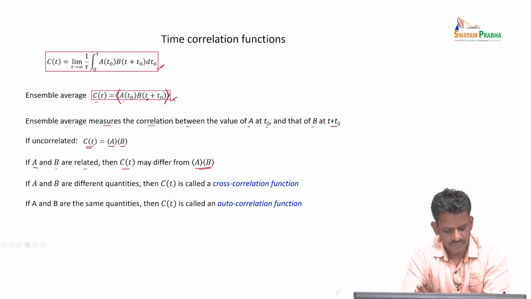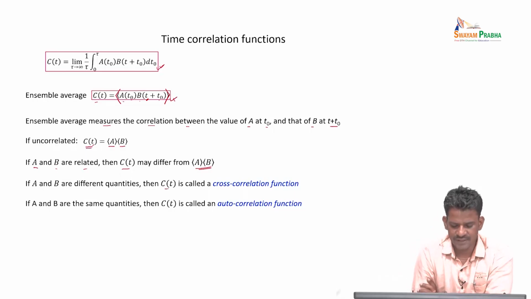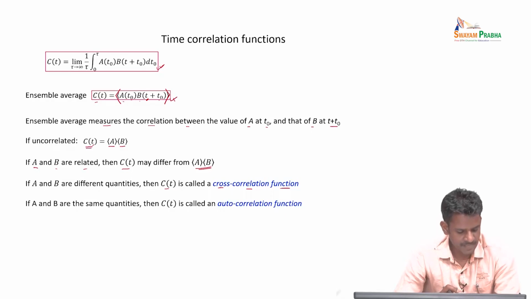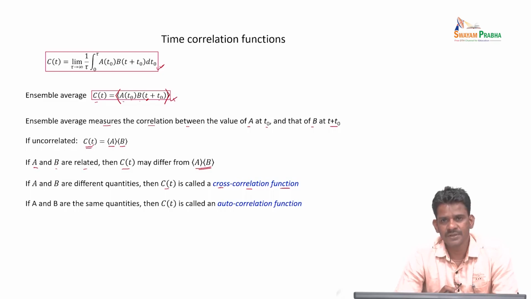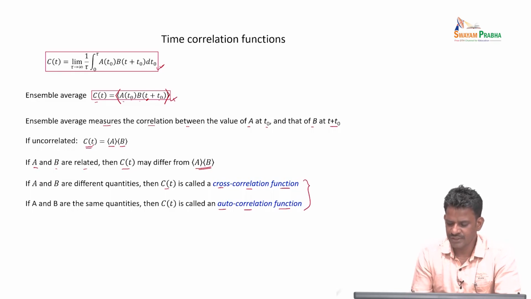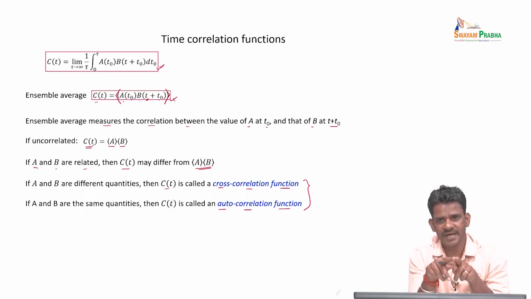Now if A and B are two different quantities, then we call this C of t a cross correlation function. Cross because it's two different variables, so we are crossing between two different variables and then finding their correlations. Sometimes if A and B are the same variable, then we call it an autocorrelation function. Okay, so we either use cross correlation if A and B are different, and autocorrelation if both variables are the same thing. So we correlate the same data separated by a particular time interval t.